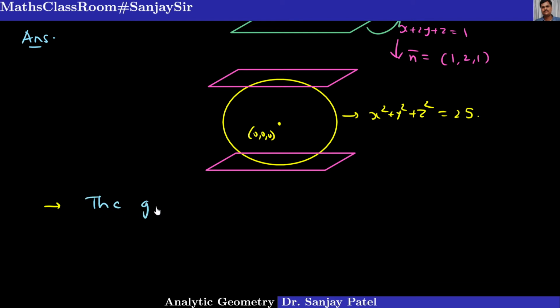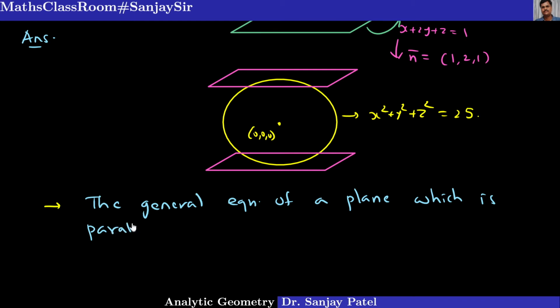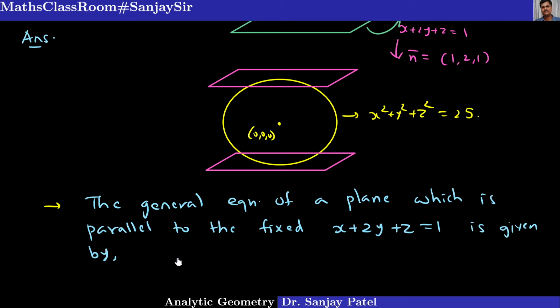The general equation of a plane which is parallel to the fixed plane which is given to us, x plus 2y plus z is equal to 1, is given by x plus 2y plus z is equal to k. Okay, and k is any real number.